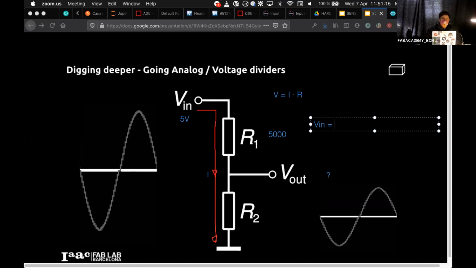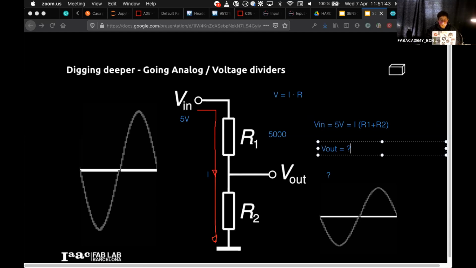So equation number one, can you help me apply this to V in? V in is going to be equal to what? 5 volts? Okay, we already know that. Equal to I times R. I times R1 plus R2. And V out is equal to what else?